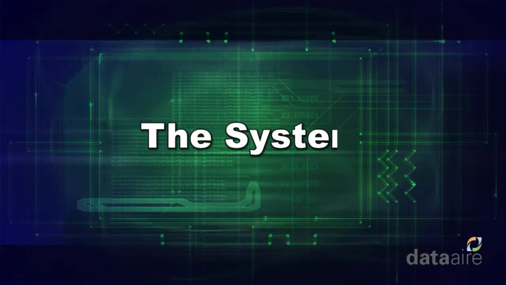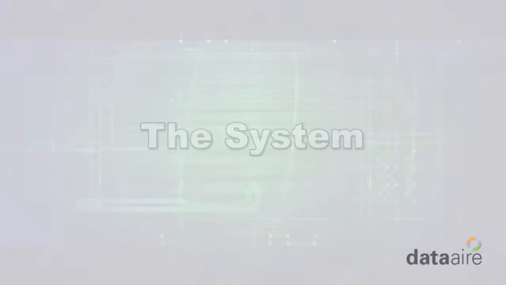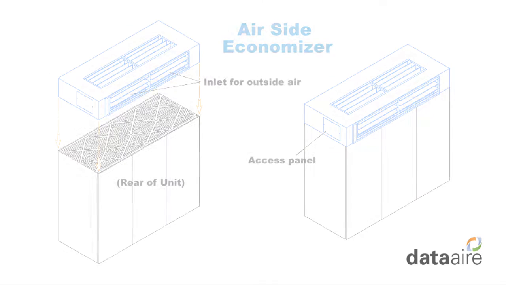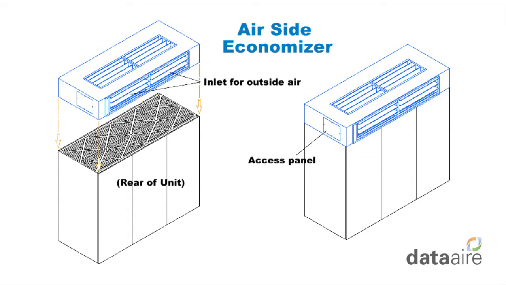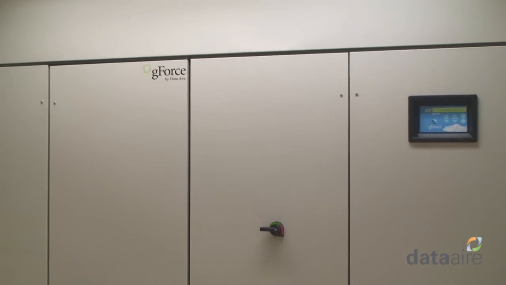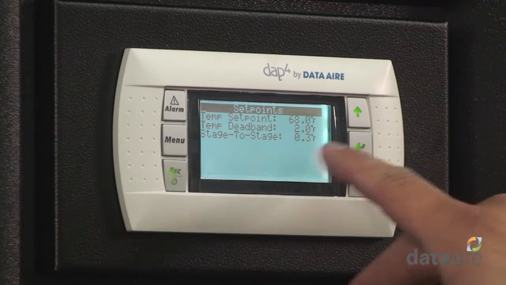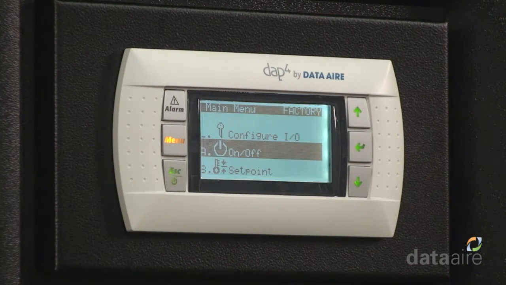The Data Aire Air Side Economizer comes complete with mixing box, ducted flanges for outside air and return air ducting, and electronic controls. The mixing box includes two dampers controlled by a single actuator to ensure positive control of both the outside and return air damper. Air Side Economizers mount to any downflow G-Force, DataAire Series, Modular DataTemp, or DataTemp computer room air conditioning unit and are controlled by Data Aire's advanced microprocessor controller, the DAP4.